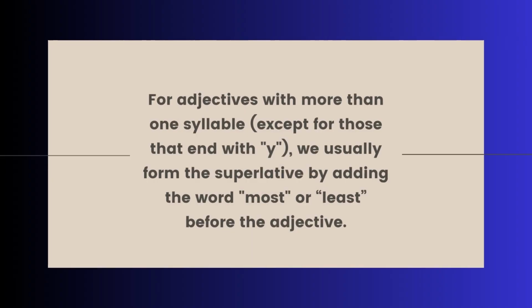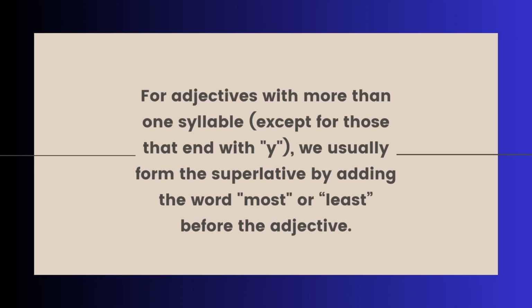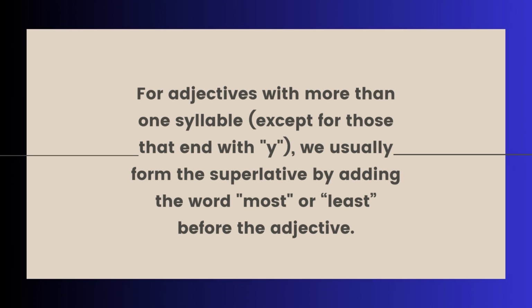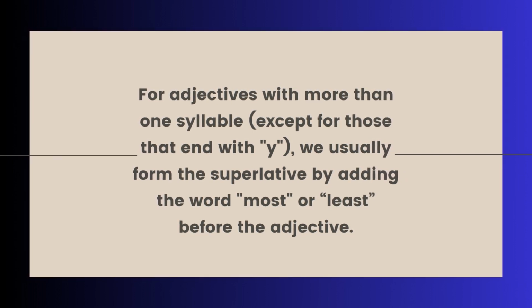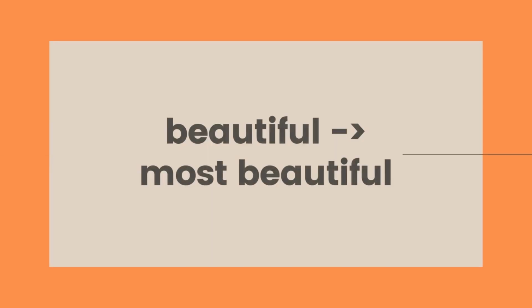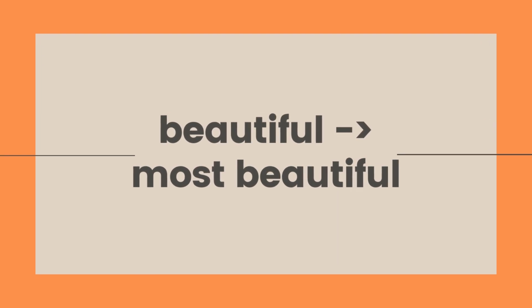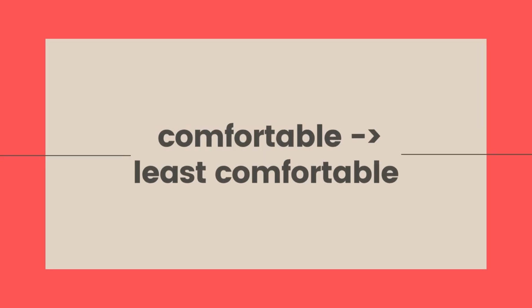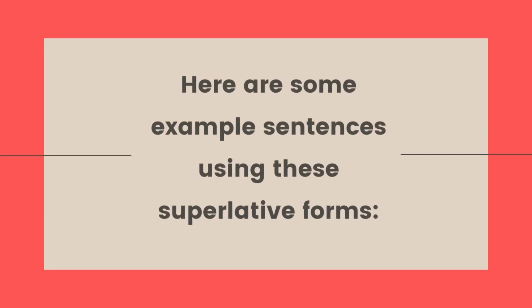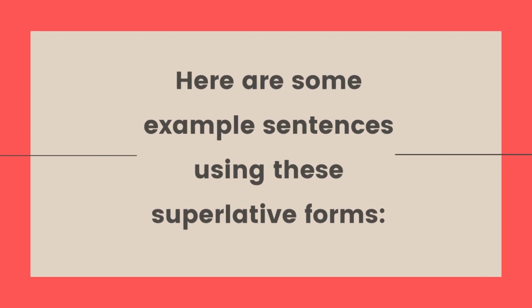For adjectives with more than one syllable, except for those that end with Y, we usually form the superlative by adding the word most or least before the adjective. For example, interesting, most interesting. Beautiful, most beautiful. Comfortable, least comfortable. Expensive, least expensive. Here are some example sentences using these superlative forms.